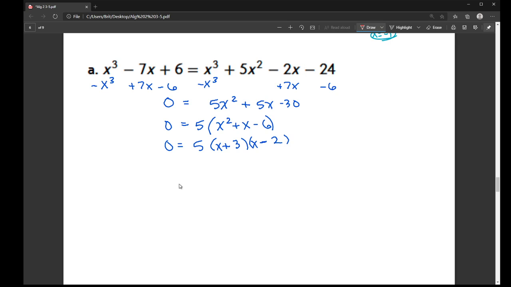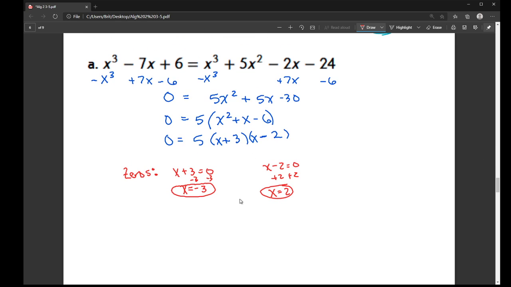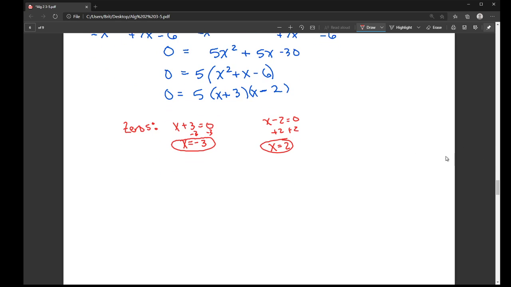So now to get my zeros, now that I have it in factored form, I'm going to take each of these expressions with x, and I'm going to set them equal to 0. Okay, that's the zero product property. So this one turns into x equals -3, because I'm subtracting 3 from each side. And this one I add 2 to each side, and I get x equals 2. I'm just going to clean up that 3 because it's a little ugly. There we go. So this only had 2 solutions, and it occurred at -3 and 2.